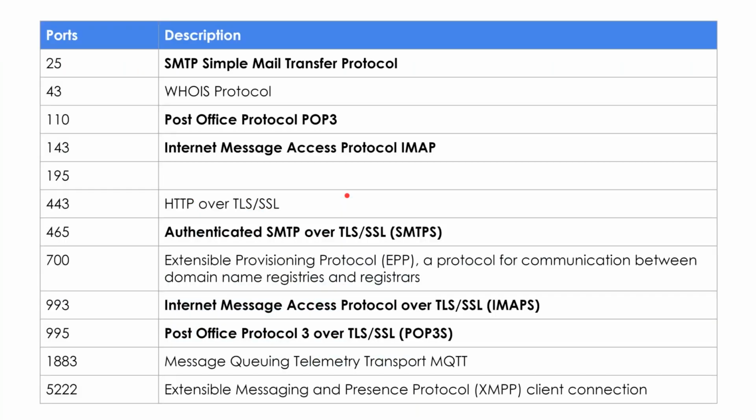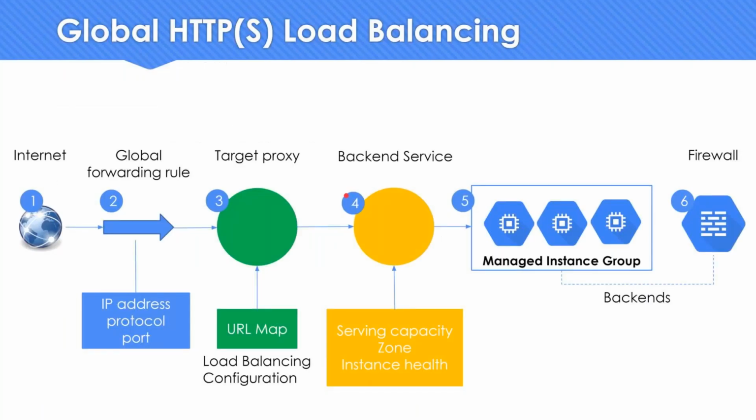Let me just show you a flow, how the global load balancing works. So first, as an end user, you open up your browser and send a request. The moment you send a request, there's going to be an IP address and a port. So a global forwarding rule is going to come into the picture. It's going to forward that request. Then you are going to have a proxy where the URL mappings are going to be. So if this is the kind of request, how should I send it? To which backend I should send is what you are going to decide here.